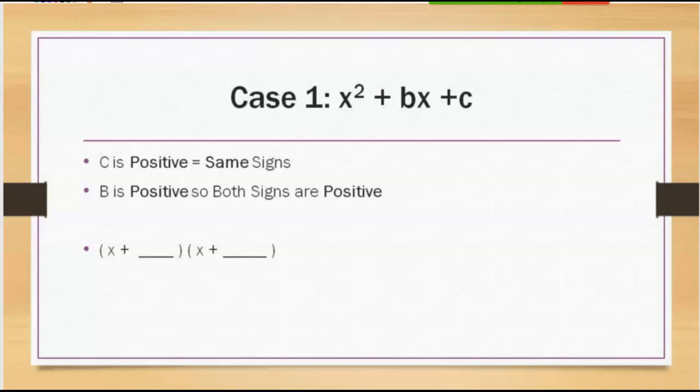We have 3 different cases. Case 1 is the example in which our C value is positive. That means that both signs are the same. If B is positive, both factor as positives. So you have x plus, x plus.